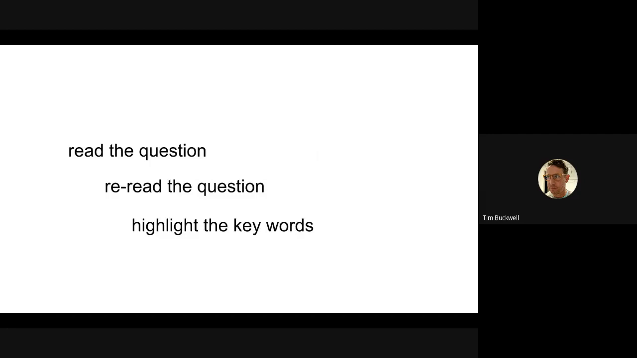We ask you to read the question 2 times so that you really understand what it is asking you to do. And we ask you to highlight the key words because we think that this will help you to focus on what the most important information is that you must include in your answer. So let's have a look again at this question, part 1. And I'm going to give you a couple of seconds to read this on your own.